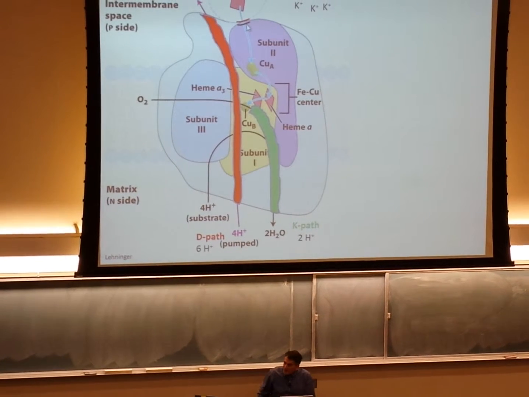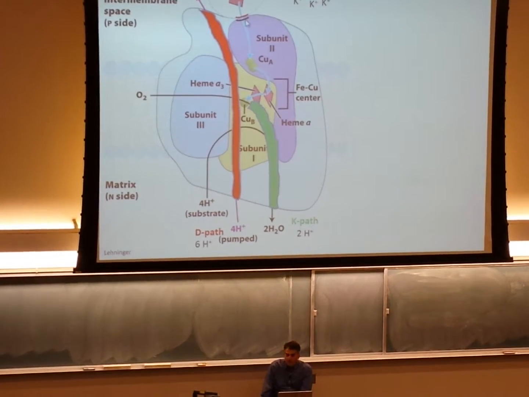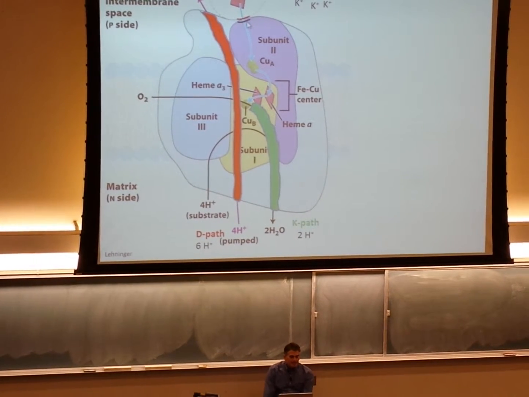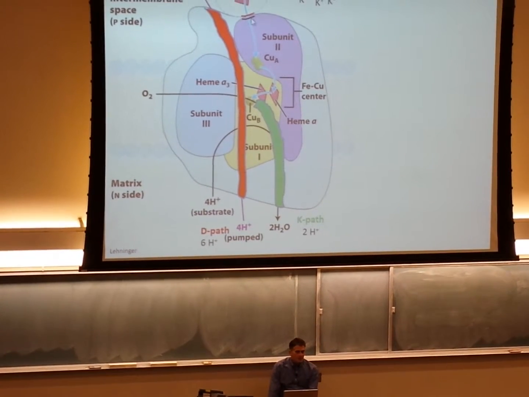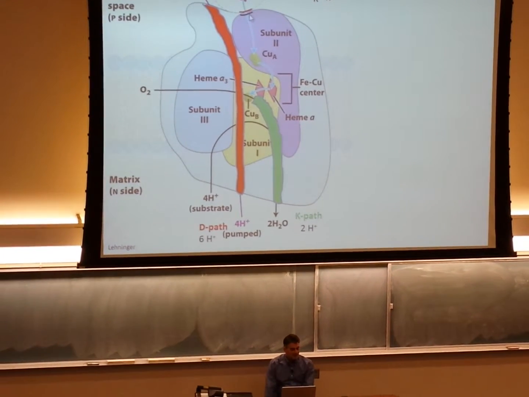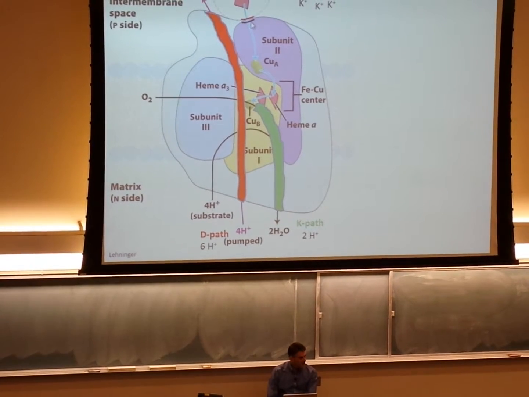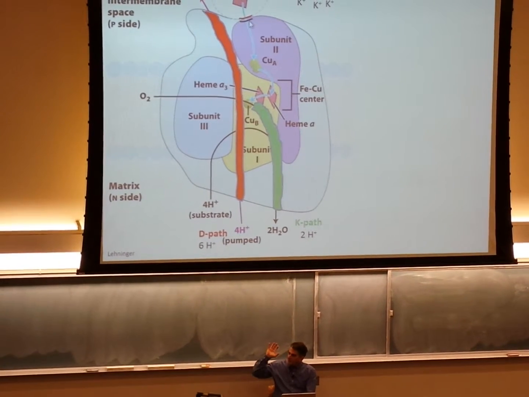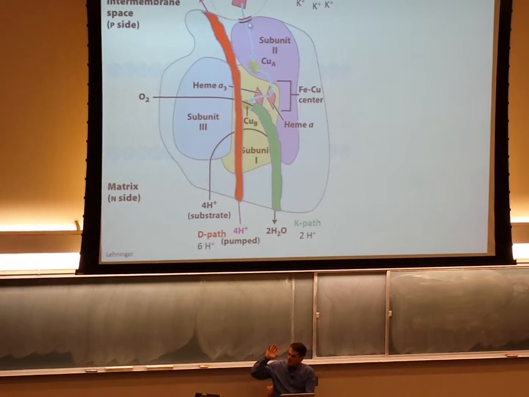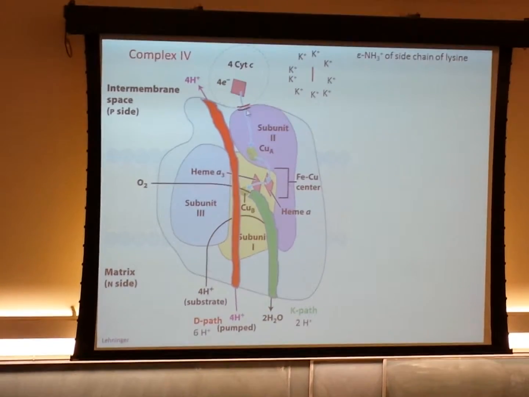This appears to be part of what's going on. I'm sure there's other weak bonds involved, but the point is there's just a very small area where the cytochrome C interacts with subunit 2, just enough to get the job done and leave. Cool? So that's what's happening there.